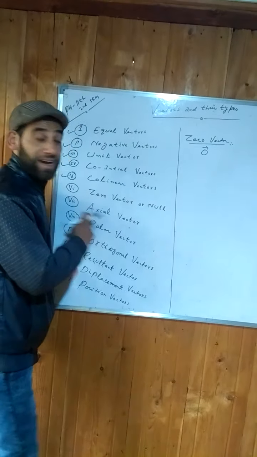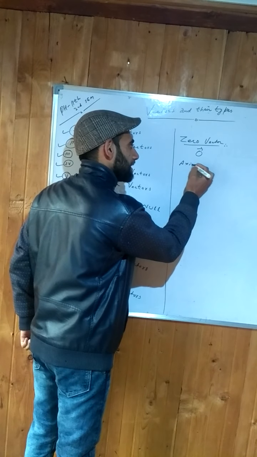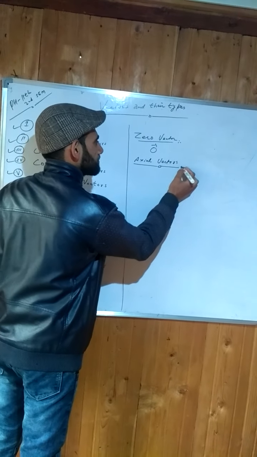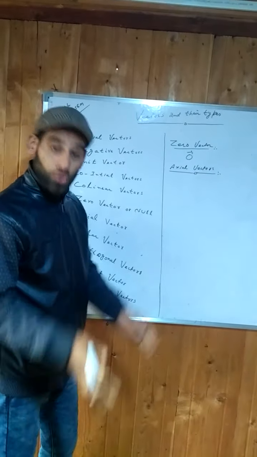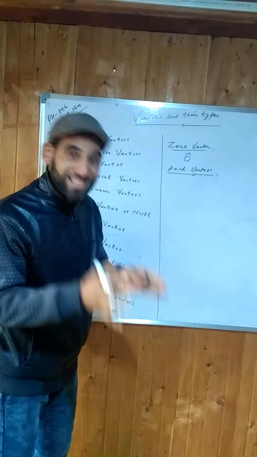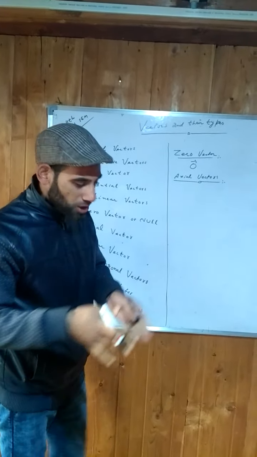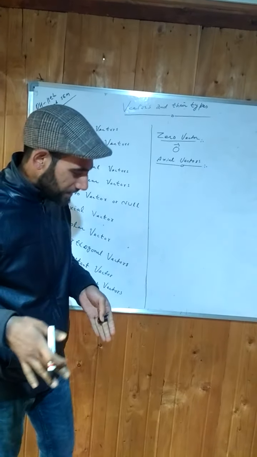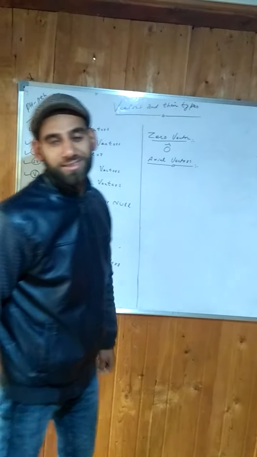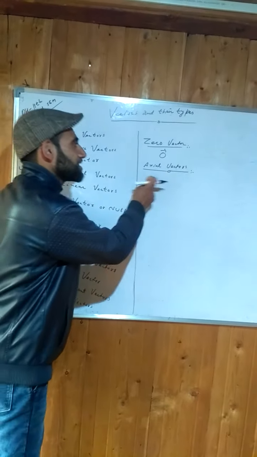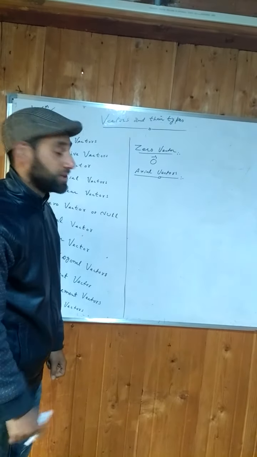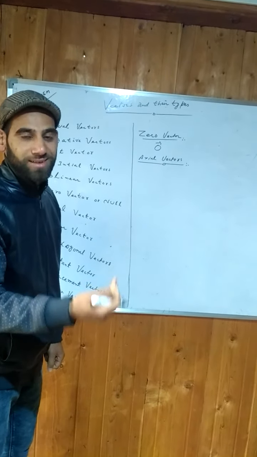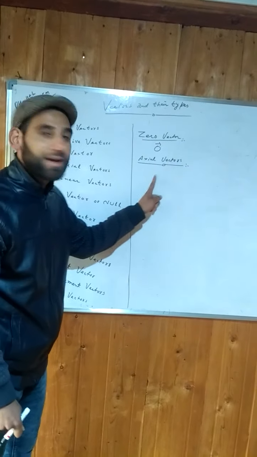Let's move ahead. Axial vectors. Very important. Those vectors whose direction is along the direction of motion of a body are called axial vectors. For example, displacement vector, velocity vector, momentum vector, all are examples of axial vectors.